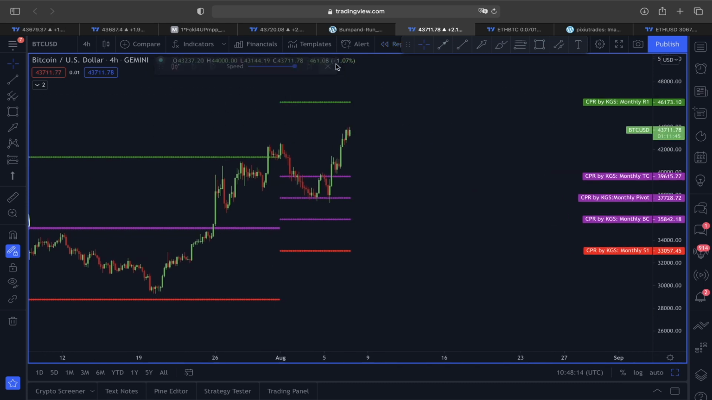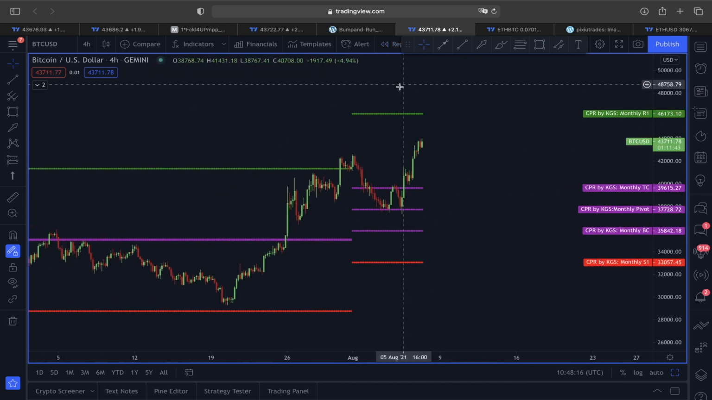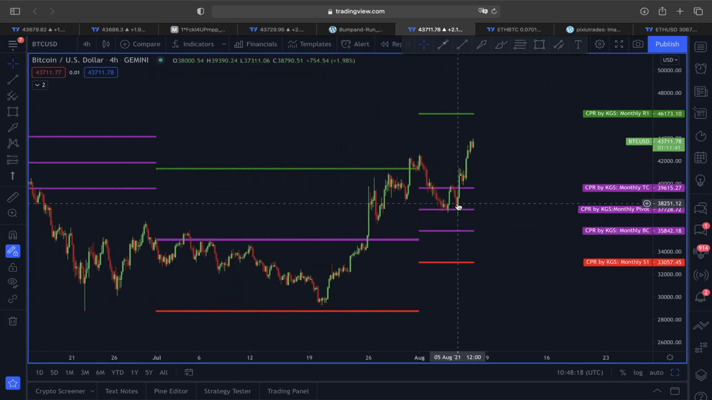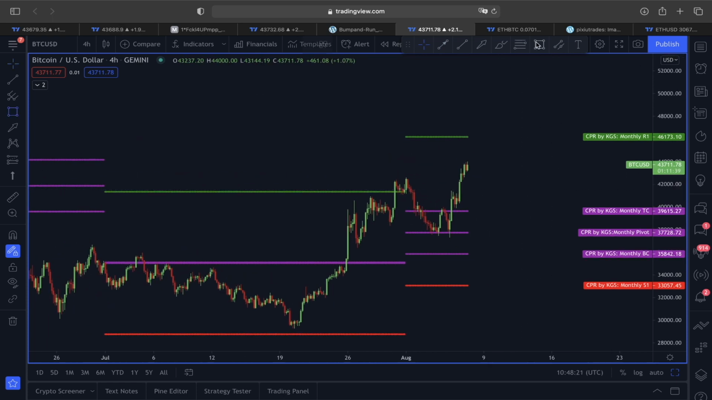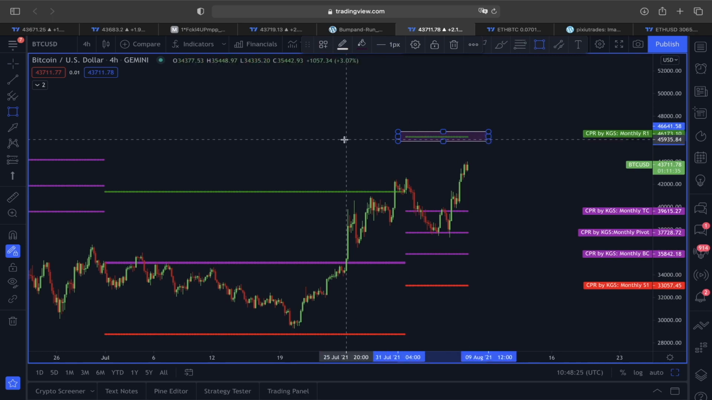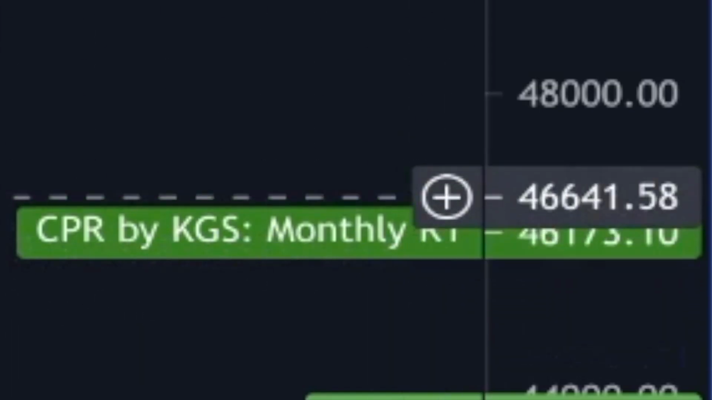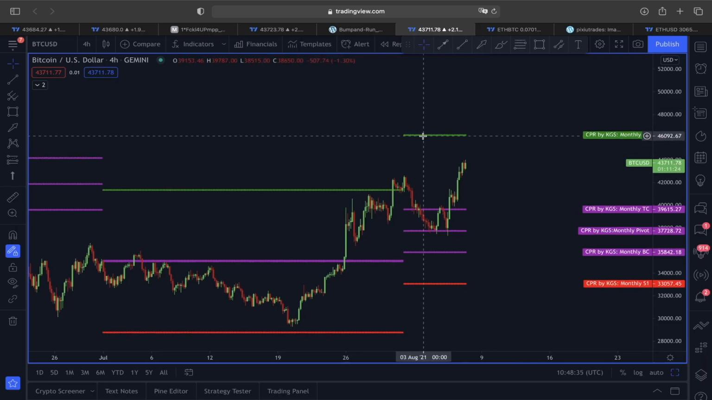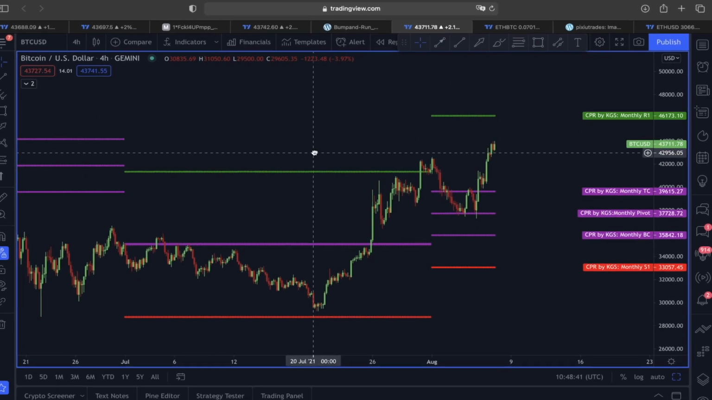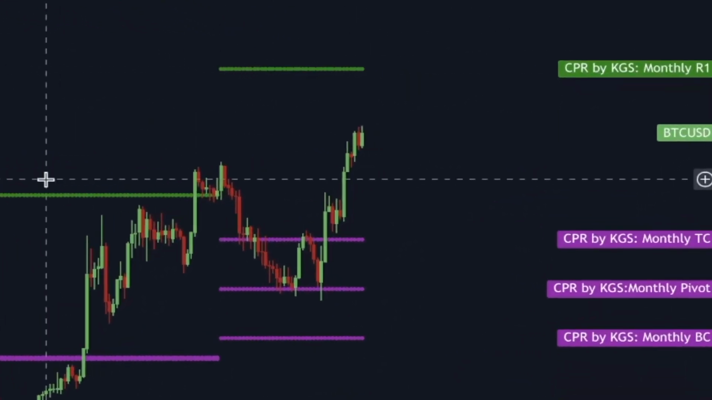So according to the CPR line right now, since this is an ascending CPR, there is a very high probability of price to at least come towards this monthly R1 line, which is sitting around $46,173. So right now for me, this is where we might be gravitating, this $46,173 area.